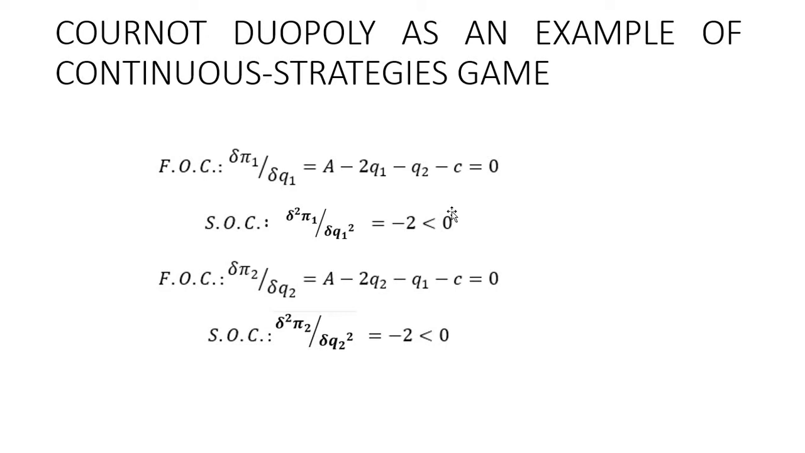Of course, solution will be very similar in case of the second firm. Again, we apply first order condition. In this case, we calculate partial derivative of pi2 with respect to q2. And then we apply second order condition in order to verify that we indeed look for maximum of this function.